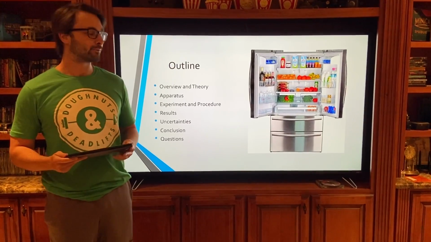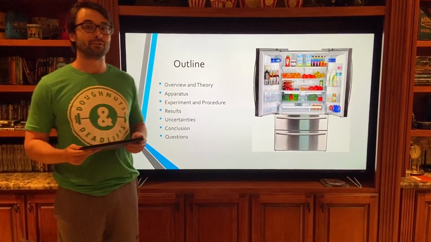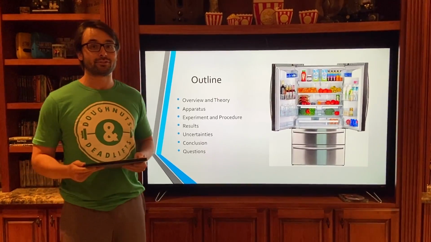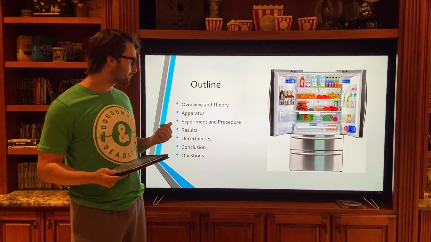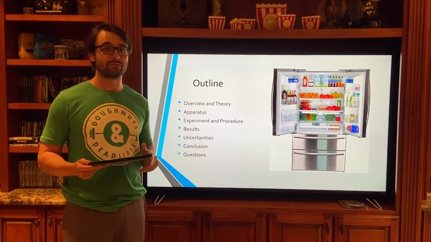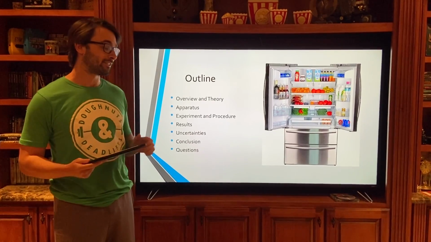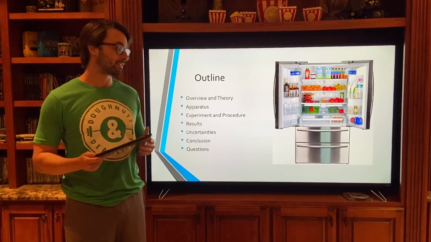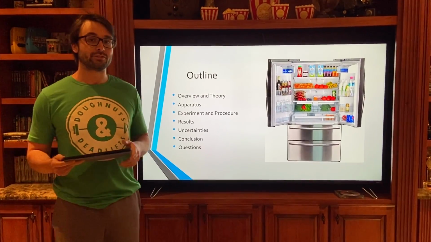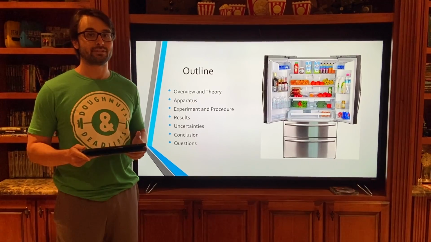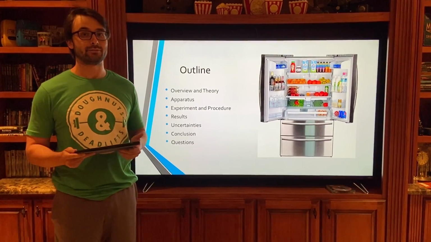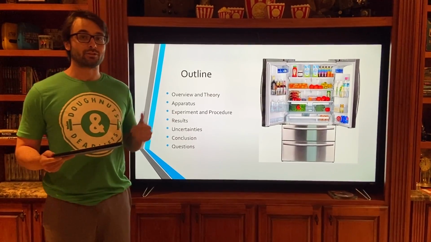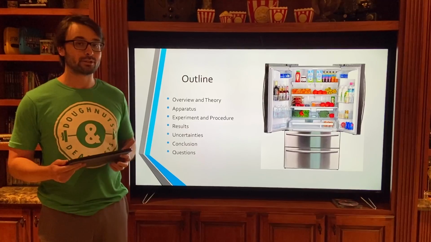So a little outline of what we're going to be going over. First, I'm going to be going over the overview and theory behind the refrigeration cycle. We'll be going over the apparatus that was actually used in the experiment, as well as the experiment and procedure that was covered by the group leader a while ago, as well as the results I recovered from doing this experiment. Also some uncertainties that could be associated with doing this experiment, whether that be the values in the calculator and machine itself, as well as some conclusions that I made and any questions.